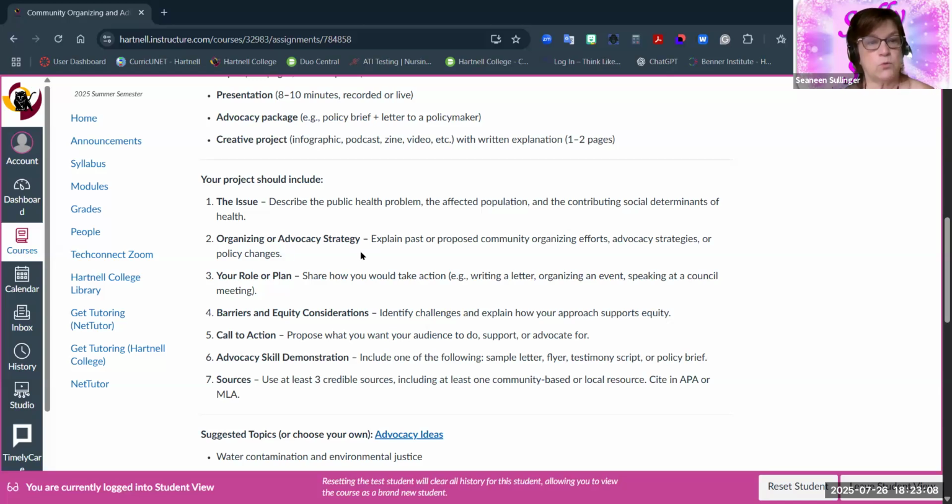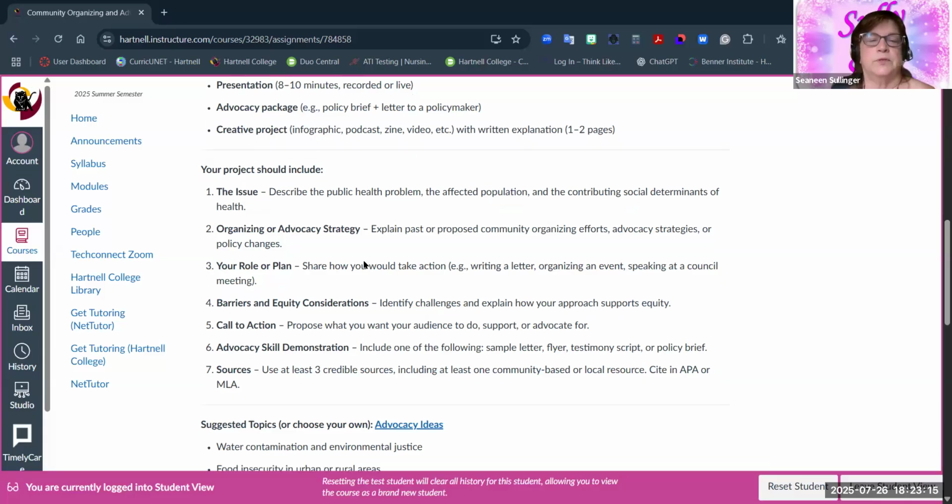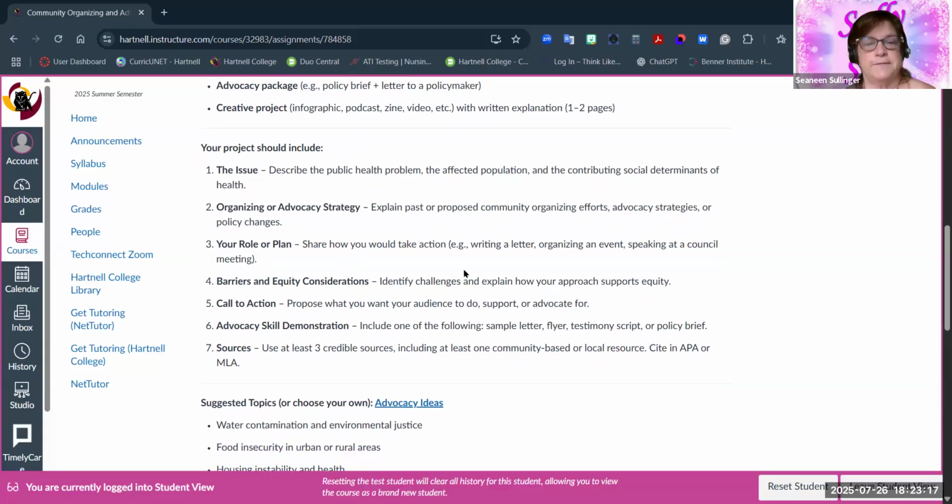Then what do you want to do? What strategy do you think will work? What will your role or plan be? How would you take action? What are you going to specifically do? Identify challenges, and explain how your approach supports equity.